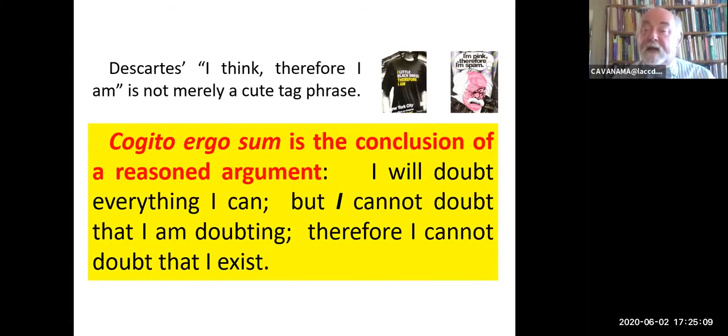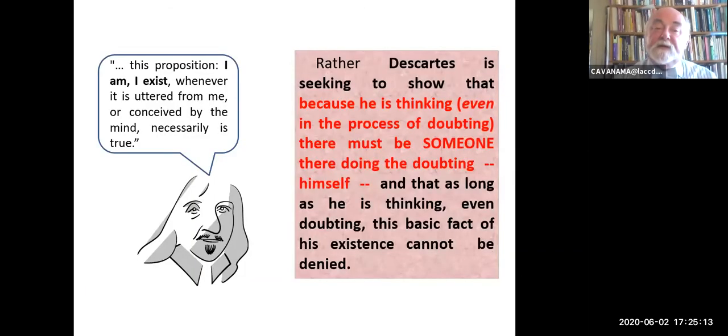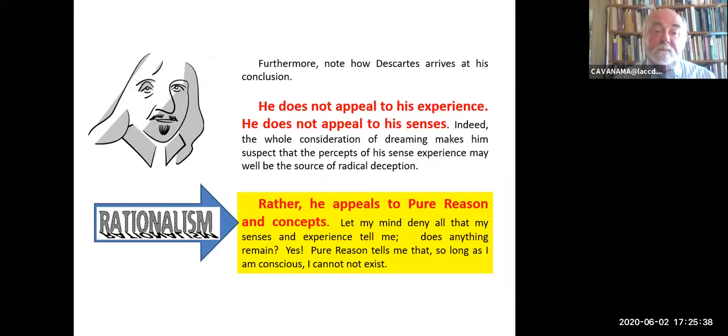I'm going to doubt everything I can, but I cannot doubt that I'm doubting, therefore I cannot doubt that I exist. This proposition, he says, I am, I exist, whenever it is uttered by me or conceived by the mind, necessarily is true. That's as strong as truth can be, necessary. Descartes is trying to show that because he's thinking, even when he's doubting, there must be someone there doing the doubting, and that's himself. And as long as he's thinking, as long as he's doubting, the basic fact of his existence cannot be denied. So, look at how Descartes operates.